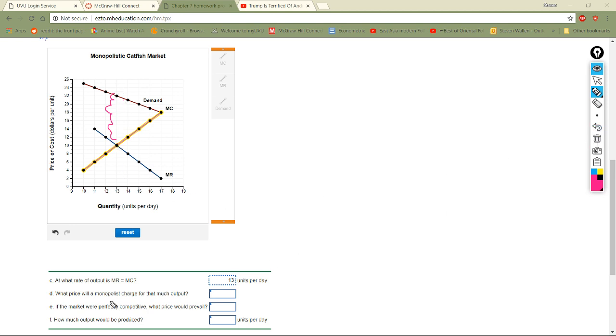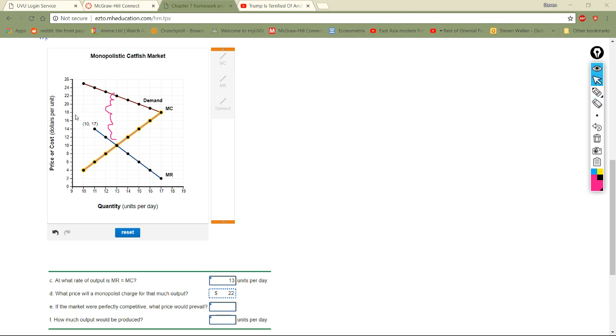Okay. What price will the monopolist charge for that output? Like we said, that's going to be $22. If the market were perfectly competitive, what price would prevail? Well, at some point, what's going to happen in the market? Well, factors are going to make it so that people produce all the way to where demand is. MC is going to get to where demand is. They're going to start producing at this point. If it was perfectly competitive, you'd get to this point, because basically you eat up all the profits and they kind of become normalized. So it'd sell for 18 and you'd be producing at 17 units.